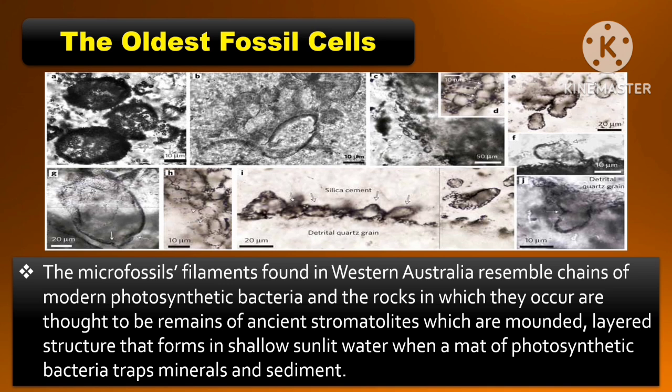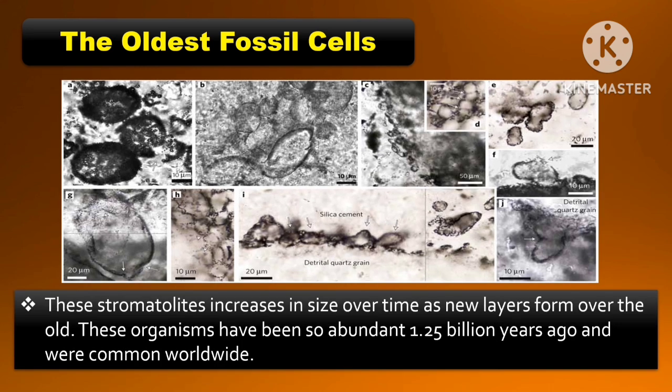in which they occur are thought to be remains of ancient stromatolites, which are molded, layered structures that form in shallow sunlit water when a mat of photosynthetic bacteria traps minerals and sediment. These stromatolites increase in size over time as new layers form over the old. These organisms have been so abundant 1.25 billion years ago and were common worldwide.